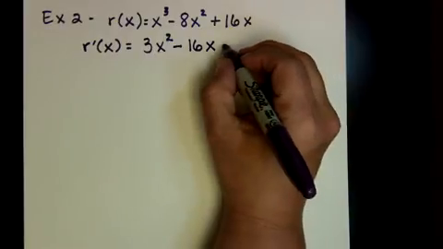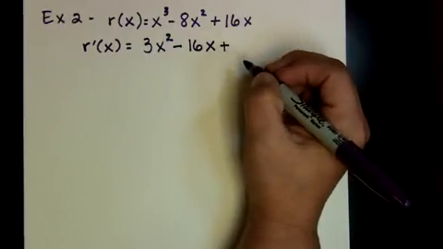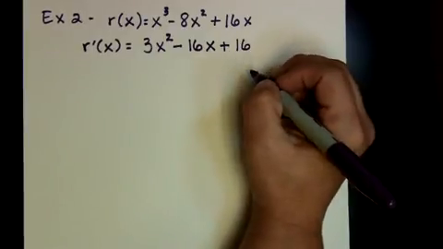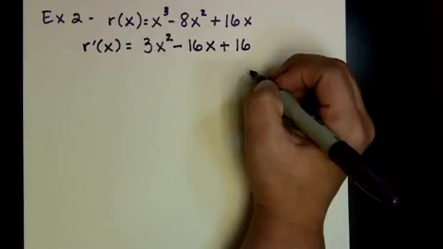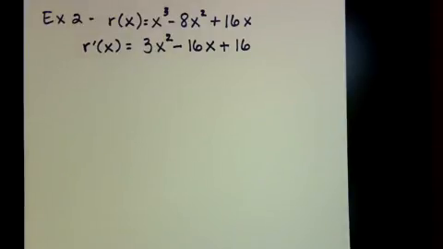And then for the last part, what is the derivative of 16x? You keep your 16, multiply it by the exponent of x, which is just 1, and you reduce that down to an exponent of 0. So this is step 1 for finding marginal revenue.